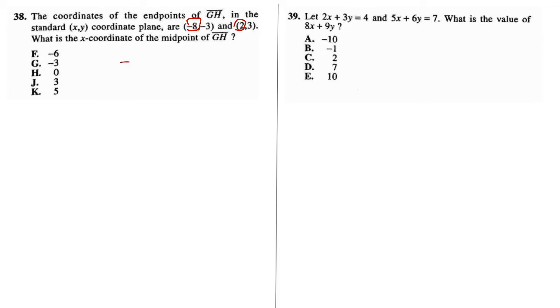Well, we've got -8. And let's see, we went from -8 all the way over to 2. And then I want half of that distance. So that's going to give me -6 over 2. So I should have a midpoint, or the x-coordinate of the midpoint is going to be G, -3.